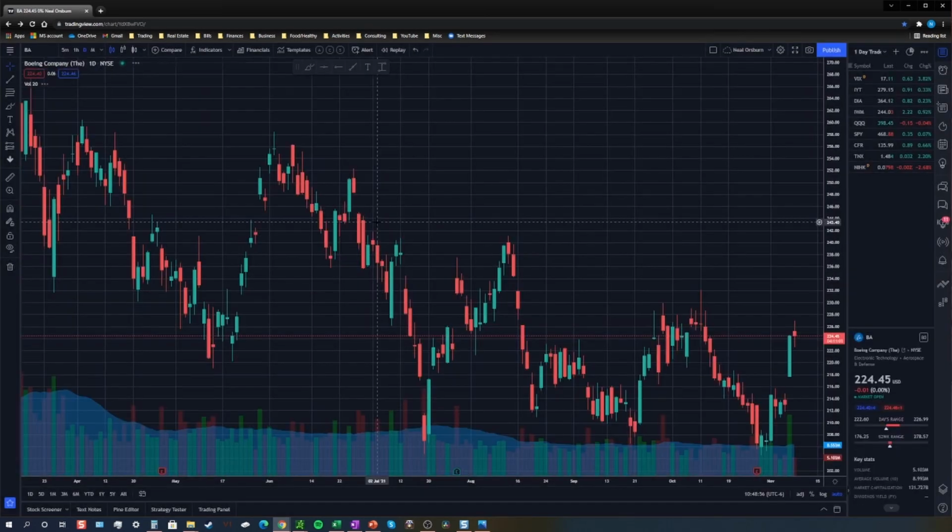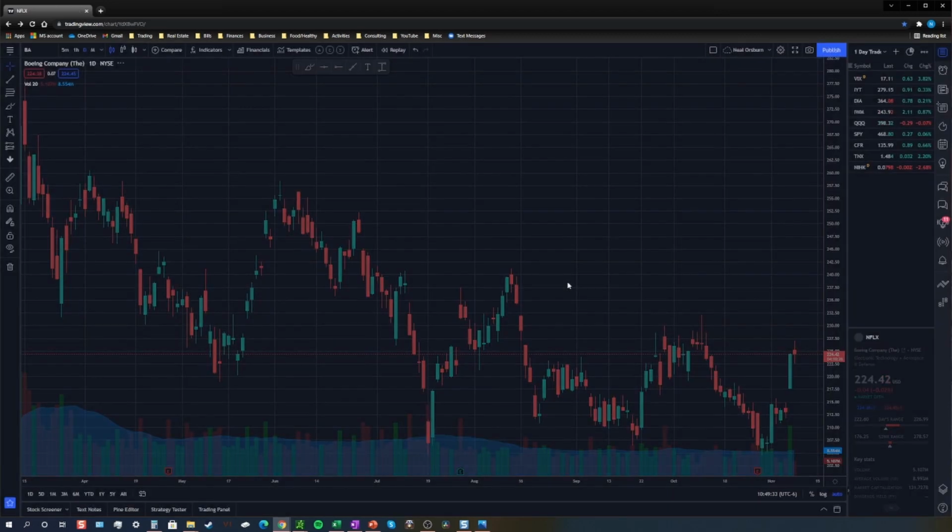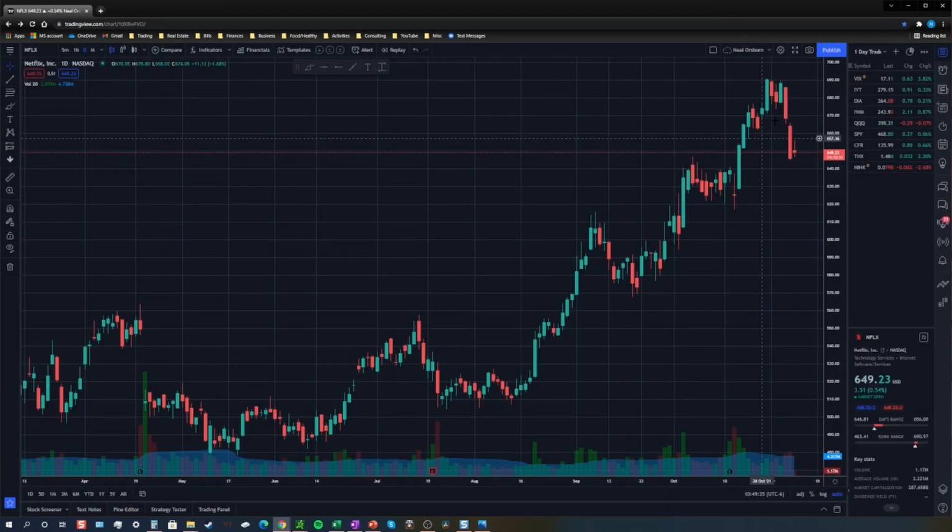Let's look at Boeing. Boeing's a little downtrend for this time. I'm not going to zoom out, but you're going to get a little downtrend here. There, we can do Netflix. Upward trend, right? Upward trend from the bottom left to the top right. Easy peasy. So one of the key parts about identifying trends is to know the trend so you don't fight the trend. So don't fight the trend.